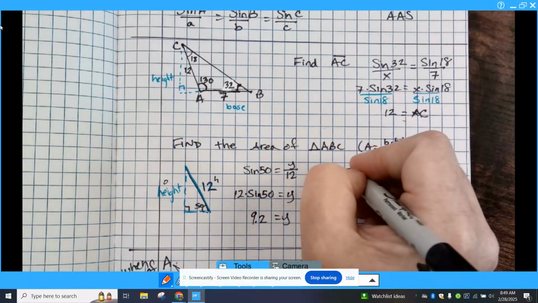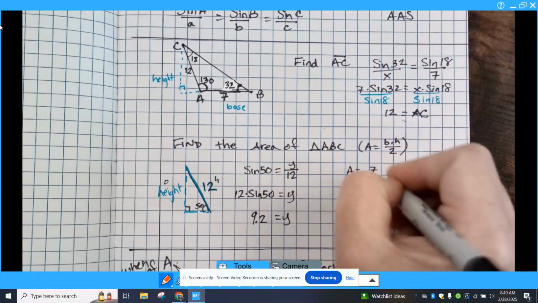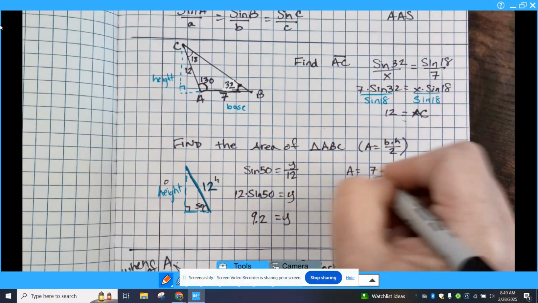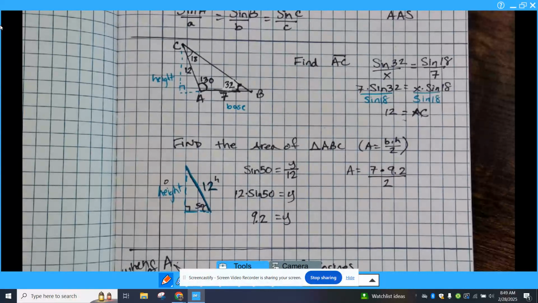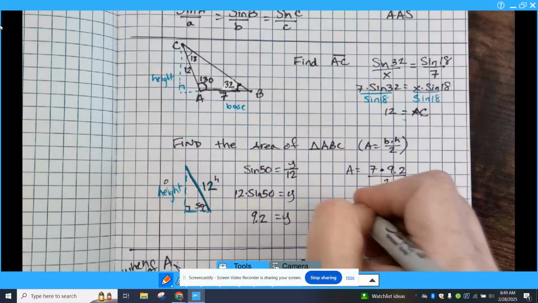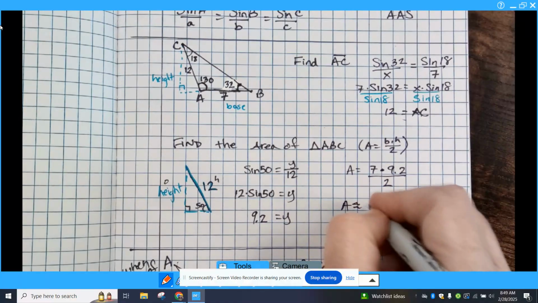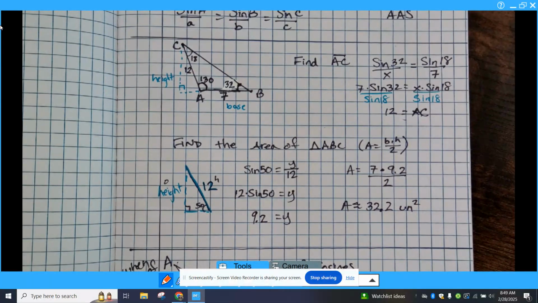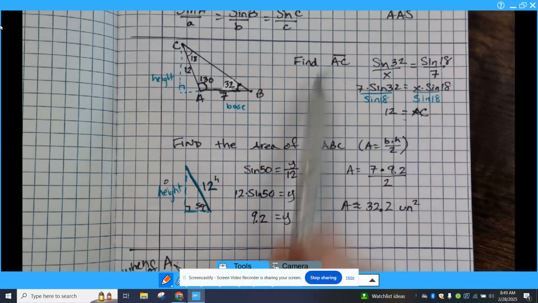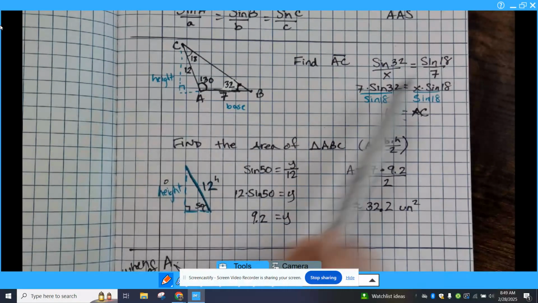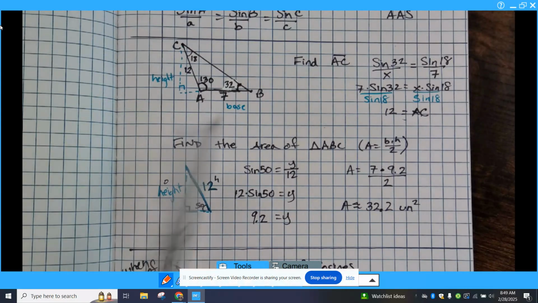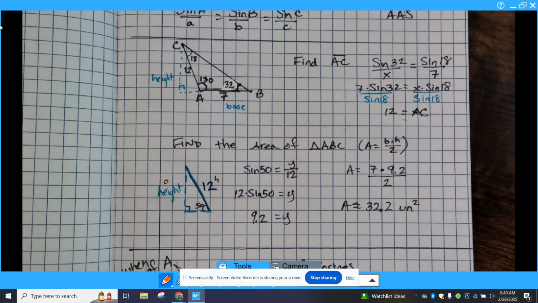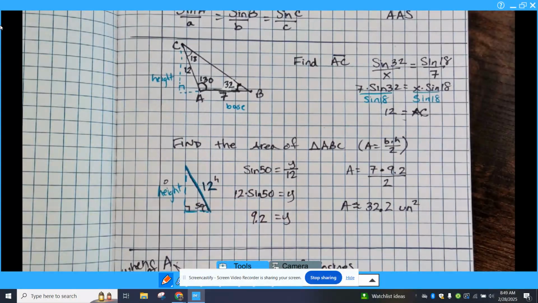So for the area of a triangle, our base is 7, our height is 9.2, and then we divide that by 2. So if we do that math, we'll get about 32.2, and we're going to use the correct units squared. Go ahead and pause it and copy it. Make sure you kind of understand what's going on. We use sine to figure out this side, law of sines to figure out this side. We could now use law of sines to figure out CB if we wanted to. And then we used this small piece right here to find the area of ABC.